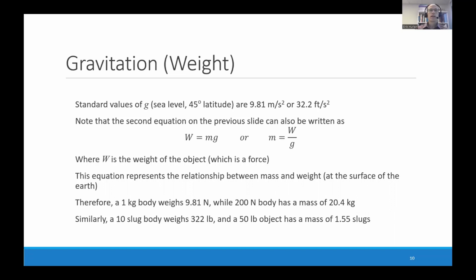So going from mass to weight, we simply multiply by g, and going from weight to mass, divide by g. So a 1 kilogram mass body will weigh 9.81 newtons, while a 200 Newton body has a mass of 20.4 kilograms. Similarly, a 10 slug body will weigh 322 pounds, and a 50-pound object has a mass of 1.55 slugs.